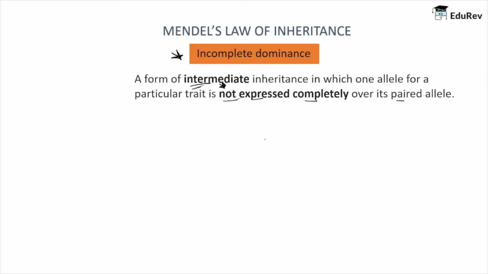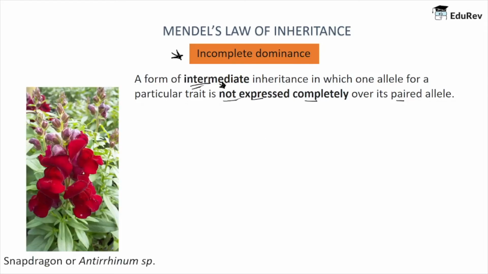And the example of incomplete dominance is the snapdragon or the Antirrhinum species. So this is a very, very important example, a very, very important topic, incomplete dominance, and the question on its example can come where if you find these options, snapdragon or Antirrhinum species, you have to simply tick on it. All right. So this is the example of incomplete dominance, the snapdragon or Antirrhinum species.